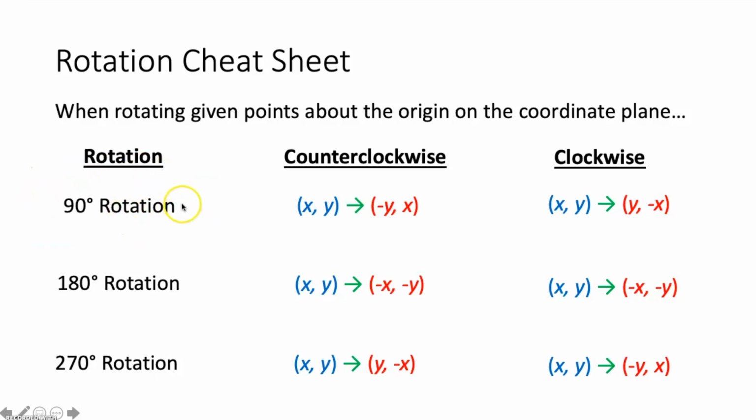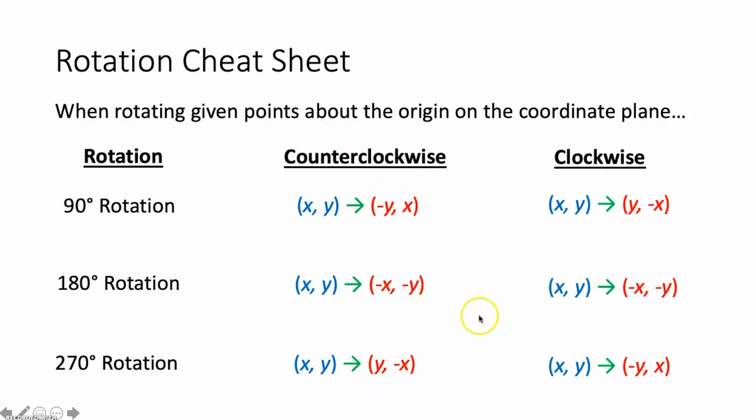A 90 degrees rotation counterclockwise about the origin: you're going to take whatever your ordered pair is, flip the X and the Y coordinate, and make whatever the Y coordinate was the opposite of what it was. A 180 degree rotation: you're going to take the X and the Y coordinate and just change the sign. You're going to make the X and the Y coordinate the opposite of what they were. Then the 270 degree rotation: you're going to flip the X and the Y coordinate, and make the X coordinate the opposite of whatever it was.